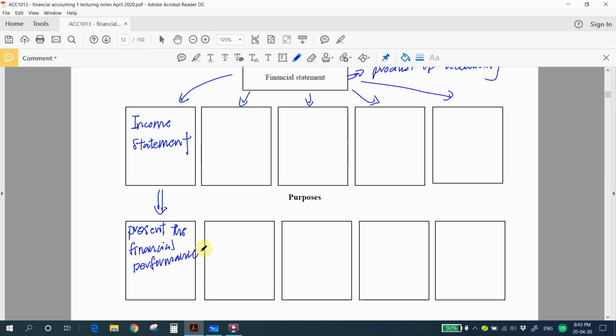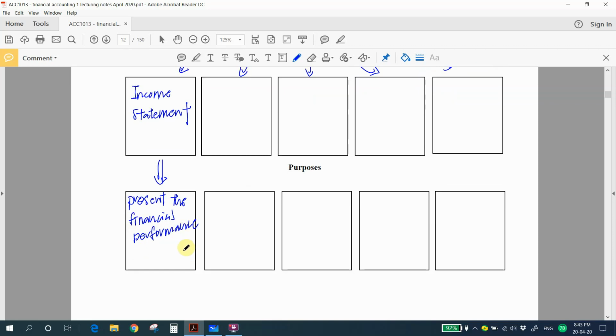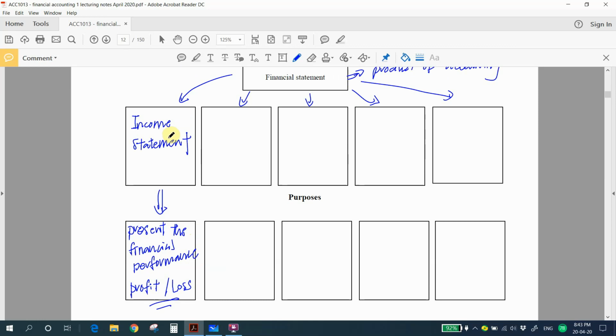So how do we say financial performance of the company? What are the things that we want to know from the income statement? We want to understand whether the company is making profit or making loss. We use the income statement to present the financial performance of the company. So from the financial performance, we can understand whether the company is making a profit or making a loss.